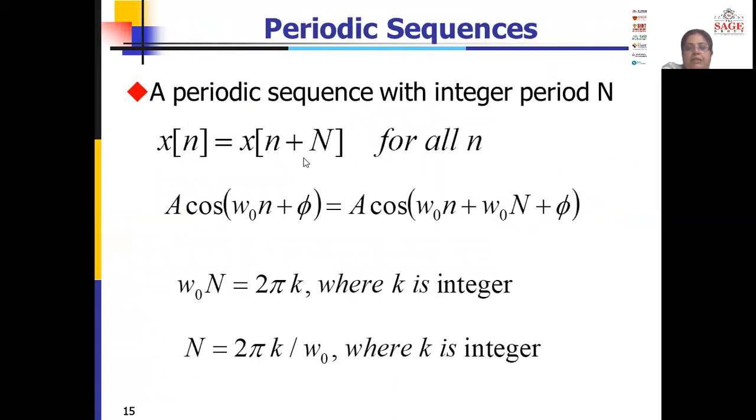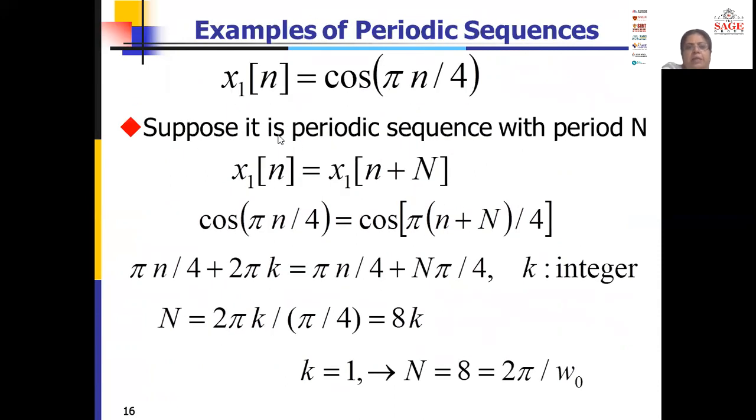Now we can consider periodic sequences, a periodic sequence with integer period N, and here also we can represent the periodic sequence. Periodic means the sequence will repeat after a regular interval. For example, this is a periodic sequence.